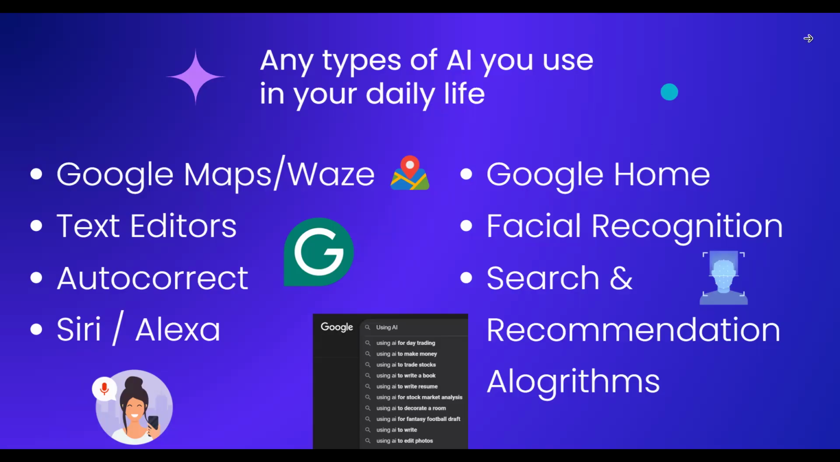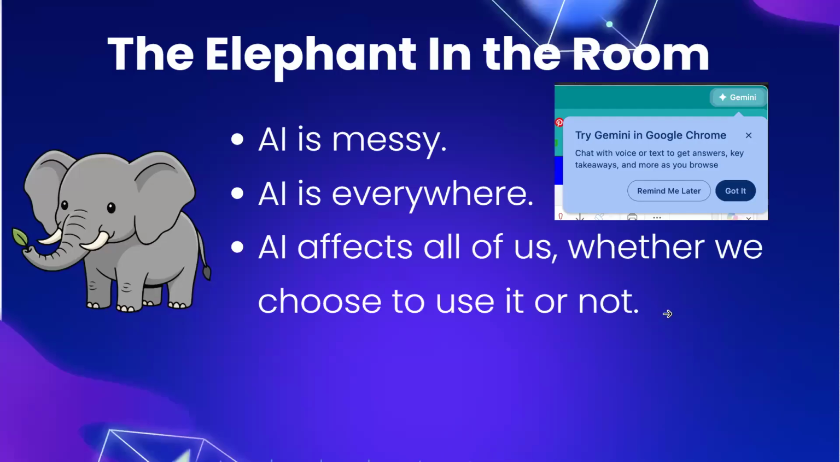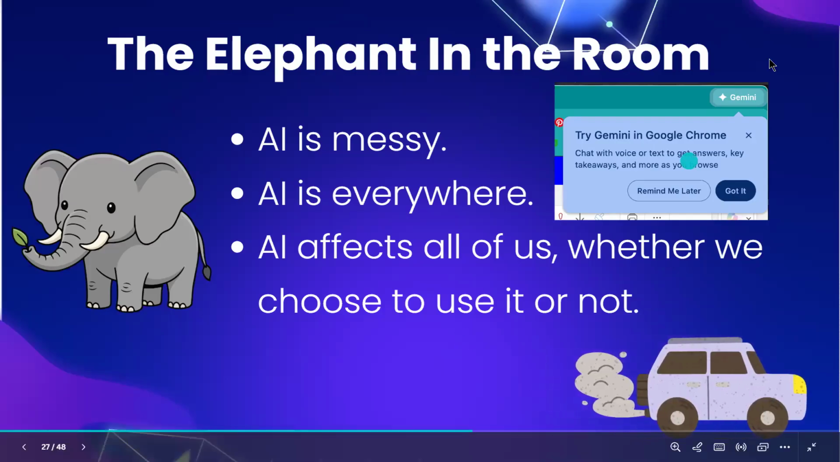We want to talk about the elephant in the room because we know that AI is messy, AI is everywhere. We cannot really escape it at this point. And AI affects all of us, whether we choose to use it or not. So we know this is a whole series on AI and learning how to use it. We want to be really clear that we know this is not a black and white issue. There are a lot of problems that AI can cause, or a lot of unfortunate impacts in our environment that it brings.